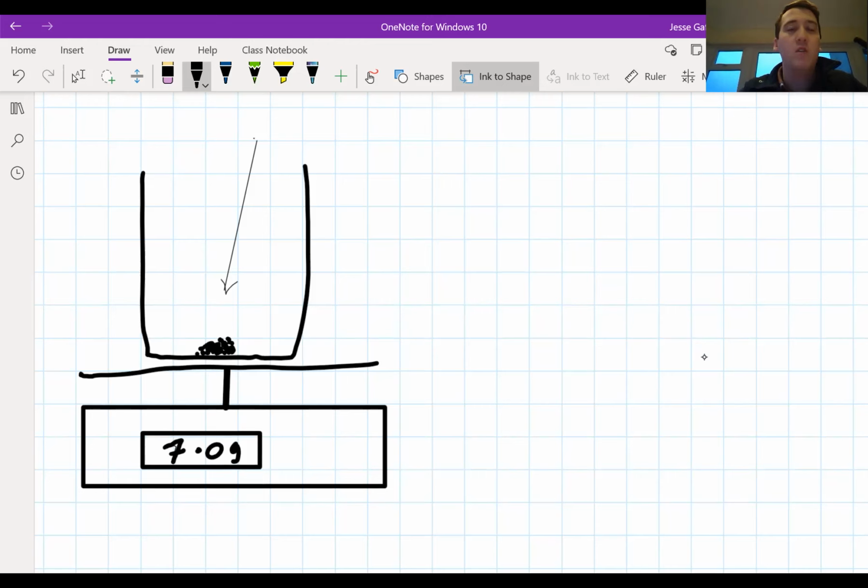So I count them, 1, 2, 3, and I keep counting, hundreds of thousands, millions. And I find that I've got 6.02 by 10 to the power of 23 atoms. Wait a second. That's Avogadro's number. Why 7 grams?